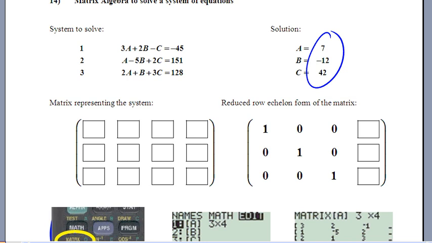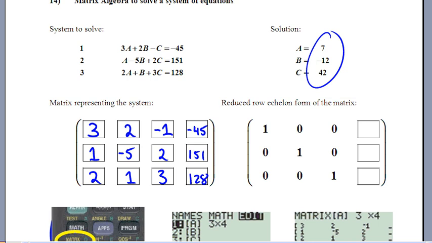You know, in university, you're doing a lot of stuff, you're in a hurry, and there's no time to be writing down stuff you don't need to, so you could write down this system just as a little number grid that would be 3 for the 3A, 2 for the 2B, a minus 1 for the subtract 1C, and then a negative 45, where you say, yeah, that equals negative 45. As mathematicians, we all just have to agree we're going to put them in order, right? The A's first, then the B's, then the C's. So the next one could be a 1 for the 1A, a minus 5 for the minus 5B, a 2 for the 2C, and then a 151. And then the last one, a 2 for the 2A, a 1 for the B, and a 3 for the 3C, and hey, that equals 128.